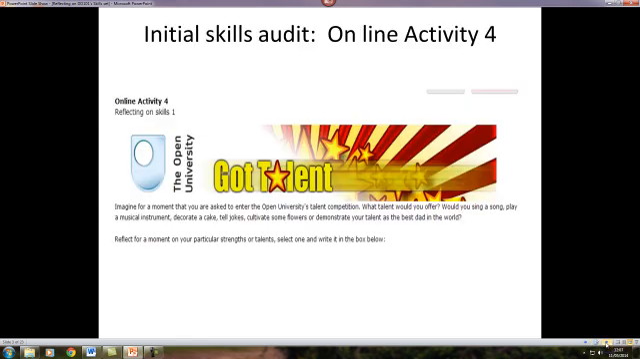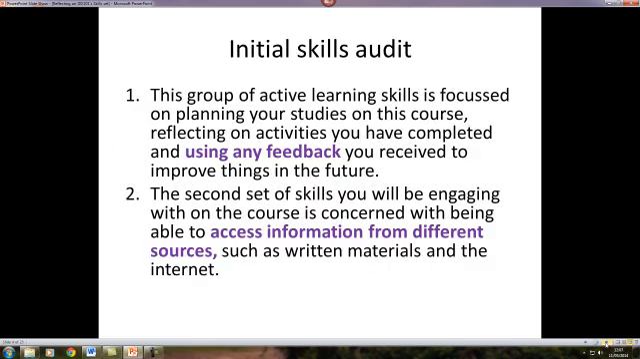Here's the initial skills audit we asked you to do. You may not have done it, but you could do it now. These are the type of things that are built into the skills, using any feedback, accessing information from different sources. I'd like to dwell on number 2 here, because you probably know that most courses from A level onwards do have a synoptic element. That means at the end of the course, the assessments draw together synoptically the ideas that have been building in the course.